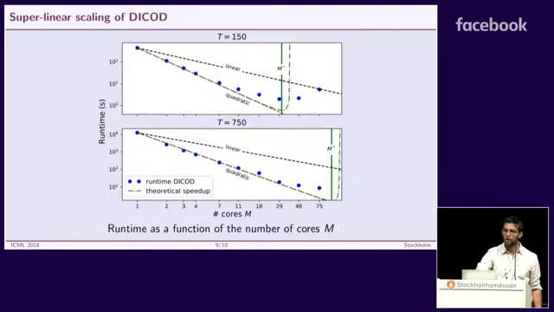Then we also analyze the scaling of this algorithm with the number of cores. And we were also able to prove that this algorithm was scaling super linearly. And when you have a low number of cores compared to the size of your problem, you even speed up quadratically. And at some point you have some limitation that slows down the scaling.